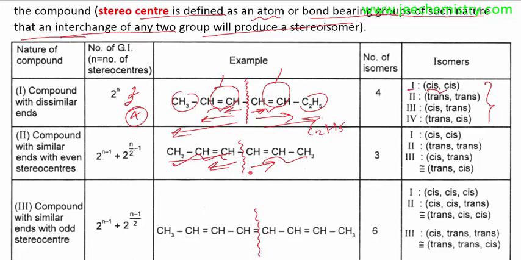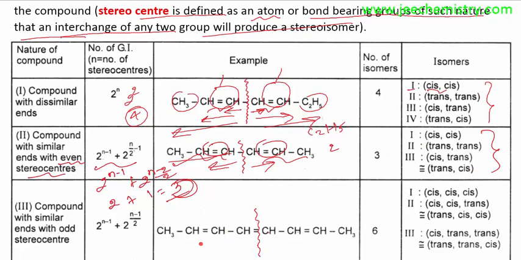Similar ends with an even number of stereocenters: one stereocenter, two stereocenters. This is called even stereocenters. In this case, the formula will be 2 to the power n minus 1 plus 2 to the power n minus 2 by 2, which can be written in a simpler way. If you put n equal to 2, then the second term becomes 2 to the power 0, which is 1. That means 3 geometrical isomers are possible. The 3 possible combinations are shown here.